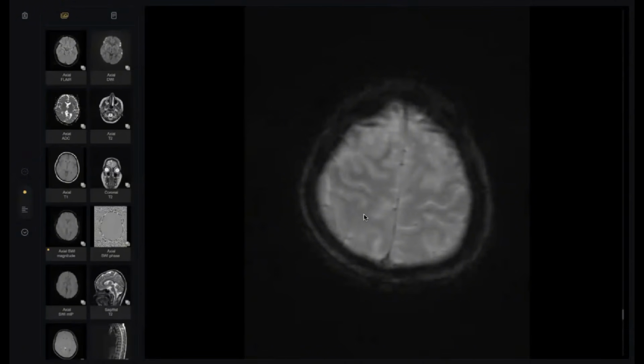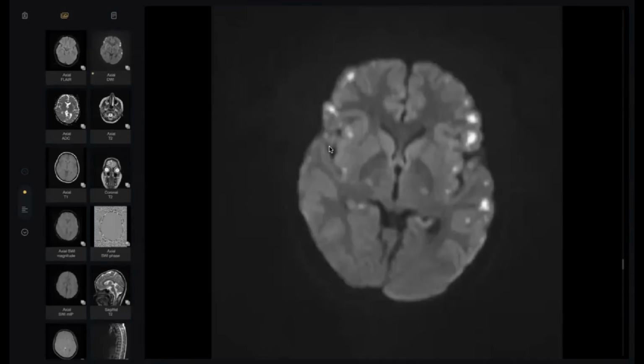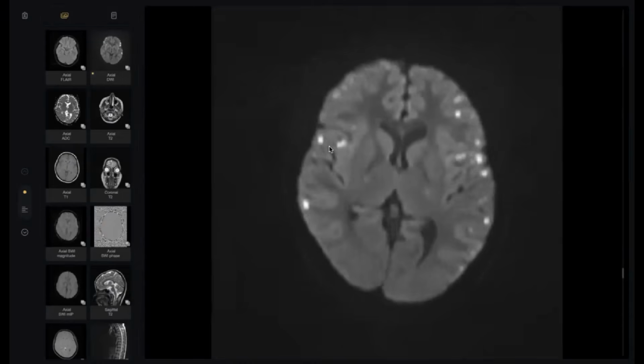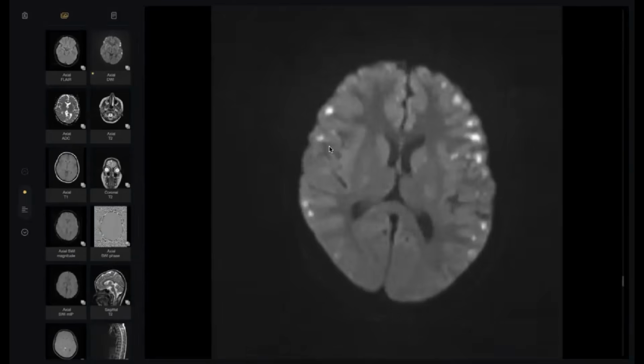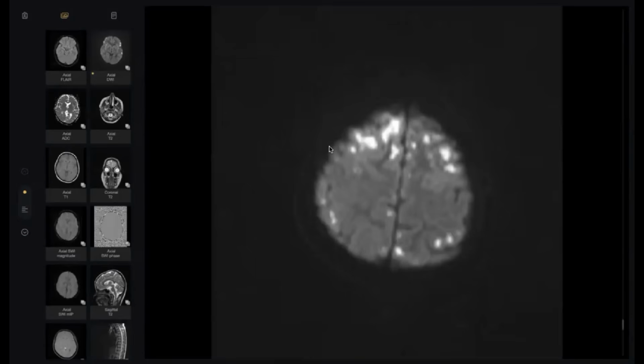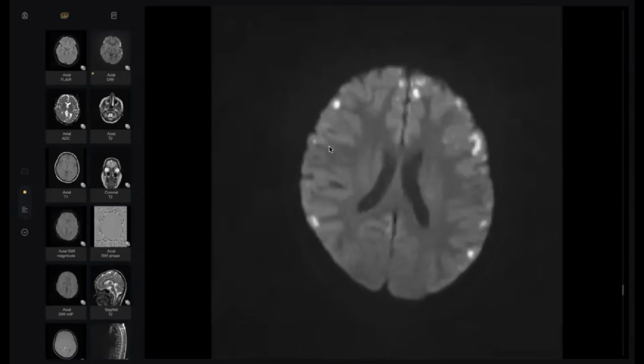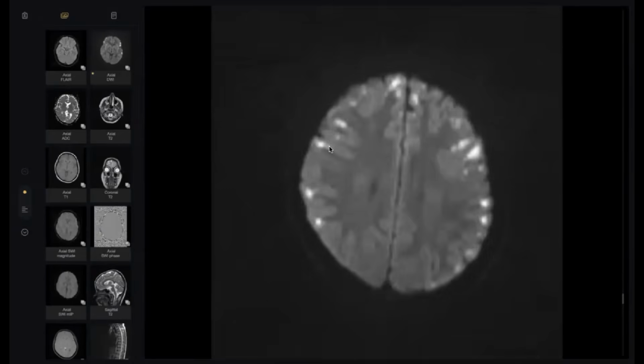The patient is 15. Other possibilities could be demyelinating, but it's not typical for multiple sclerosis, which is mainly periventricular. Do you think demyelinating disease would look like this? Not typical. That's mainly deep white matter, again periventricular. What is the distribution? The distribution is the key in this case. It is mainly subcortical, at the gray-white matter junction.